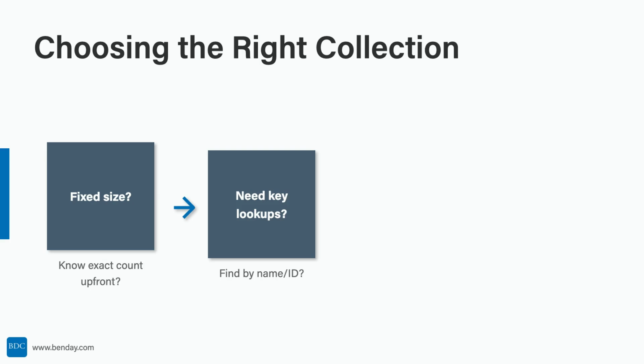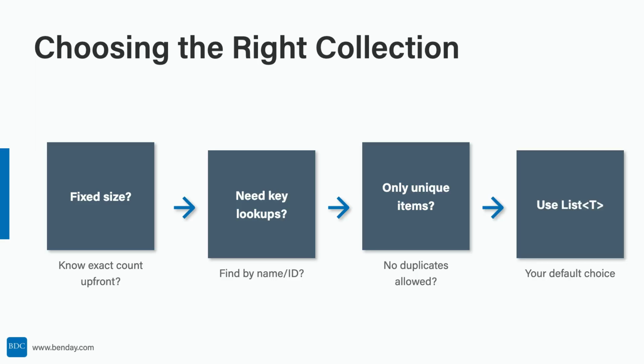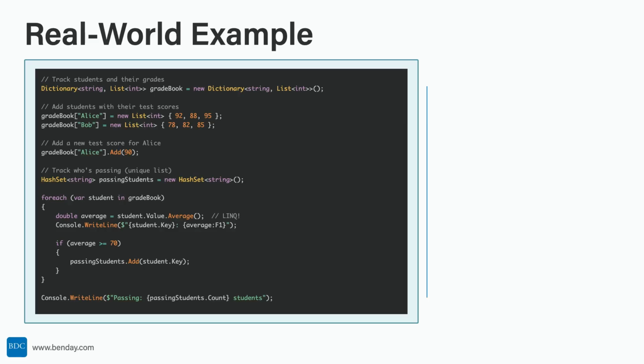You want a dictionary. Tracking unique items where duplicates don't make sense, like users who viewed a page or tags on an article? That's HashSet. Everything else? Use a list. Seriously, list is your workhorse. It's flexible, has tons of useful methods, and handles most scenarios beautifully.